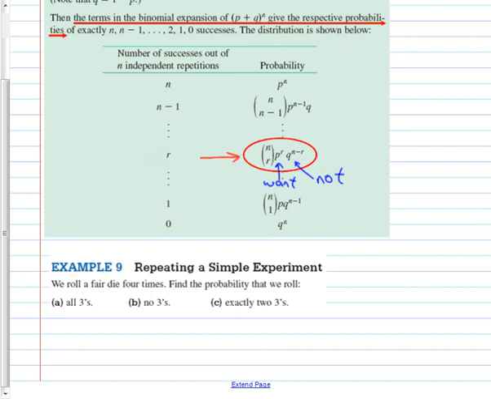And then N and R: N is the number of times you're going to do it. This is the total number of times you're going to do whatever's happening. And R is the number of times you get what you want. So let's say I'm shooting free throws 10 times in a row. I want to make 9 out of the 10. It would be 10 choose 9. The total number of times I'm going to do it is 10. 9 is how many I want to make.